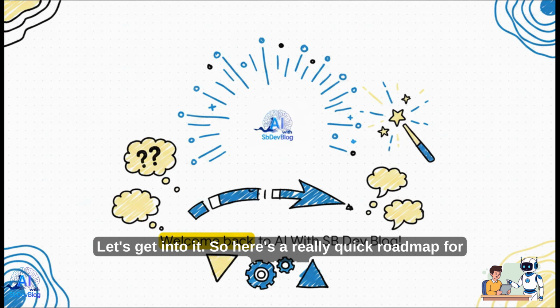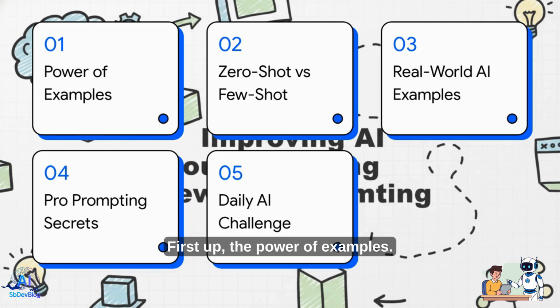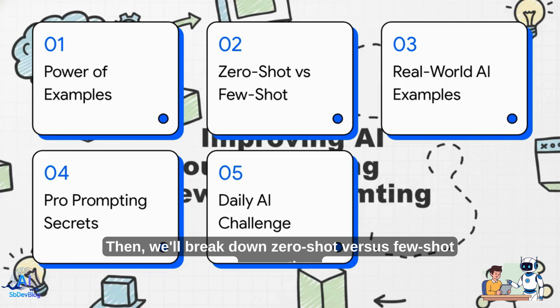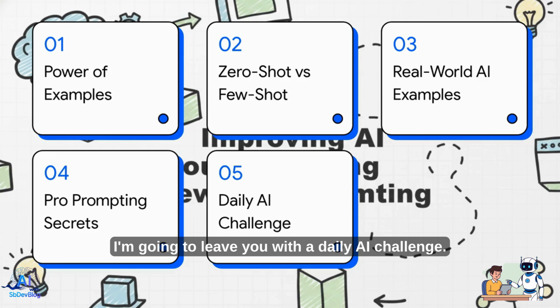Let's get into it. So here's a really quick roadmap for today's explainer so you know exactly what we're tackling. First up, the power of examples. Then we'll break down zero-shot versus few-shot prompting. After that, we'll hit some real-world AI examples, unlock a few pro-level prompting secrets, and finally, I'm going to leave you with a daily AI challenge.